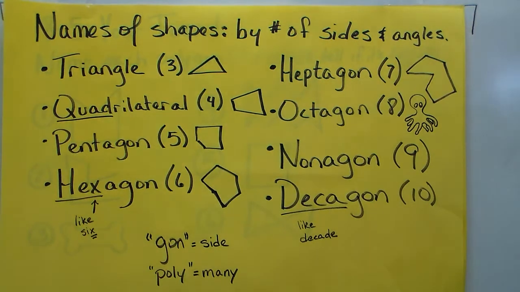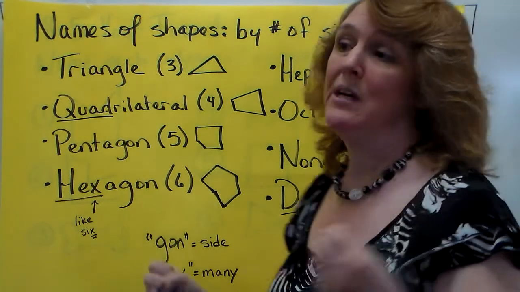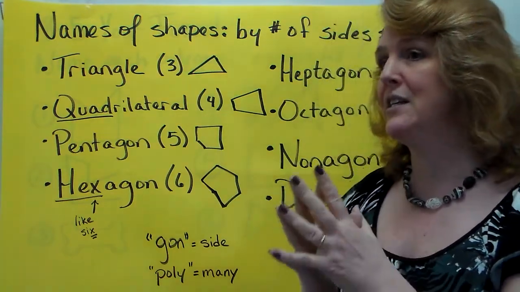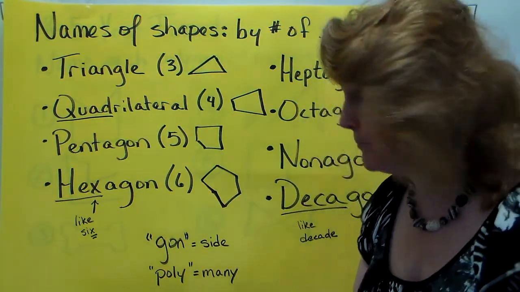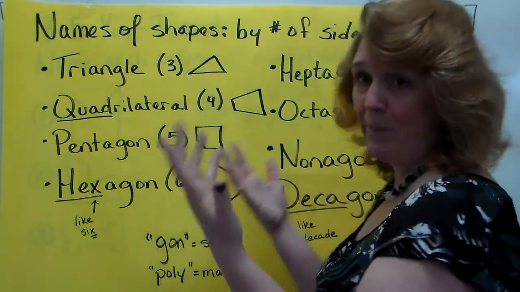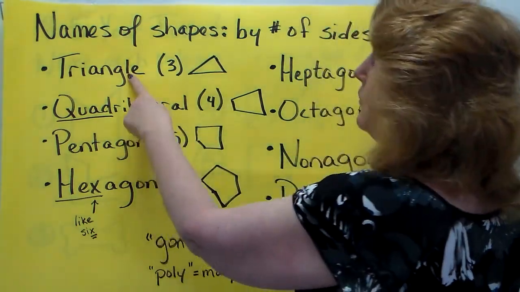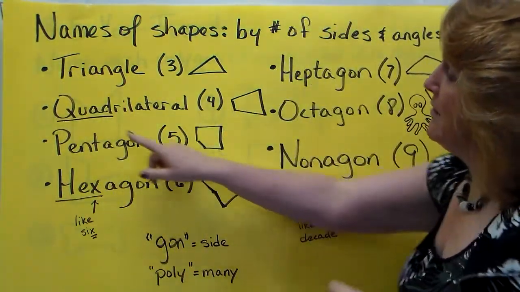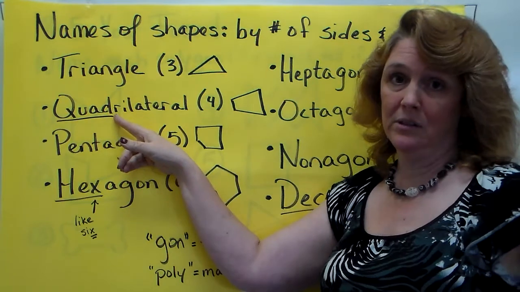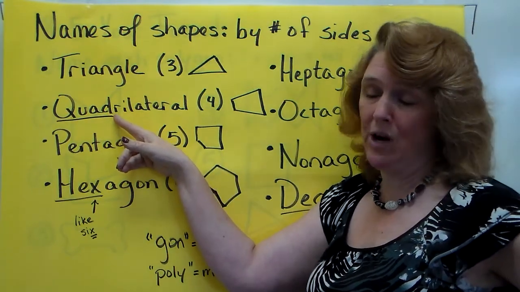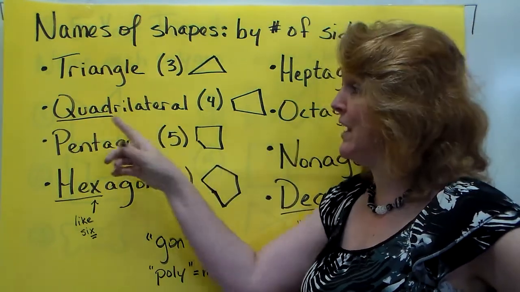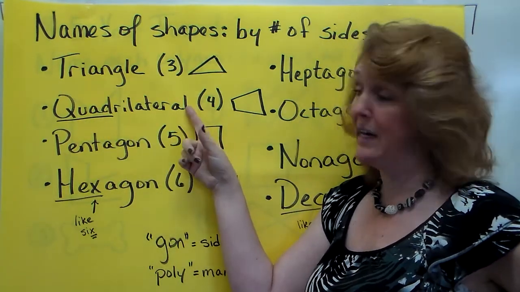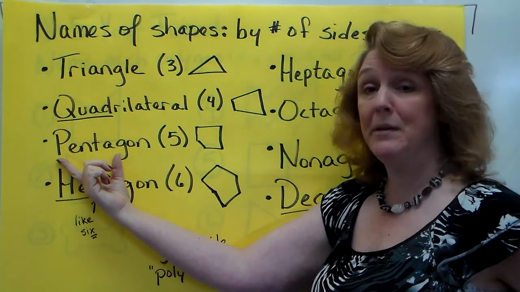So, we name our shapes by a number of ways, but the first name we always come up with is the name that connects us to how many sides it has. And how many angles. They're the same thing. So, we're familiar with the triangle. Tri means three. And then we have a quadrilateral. So you don't start with squares and rectangles because those are very specific. If it has four sides, it's a quadrilateral. Quad means four, and lateral is side. Pentagon, penta means five.